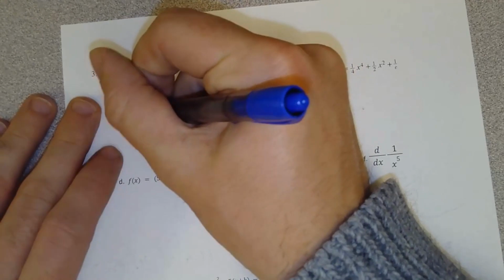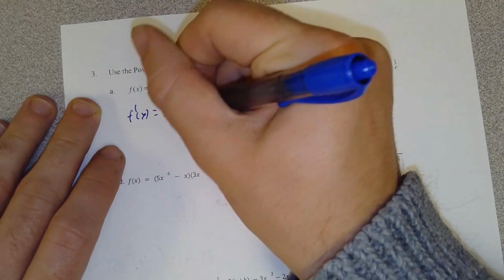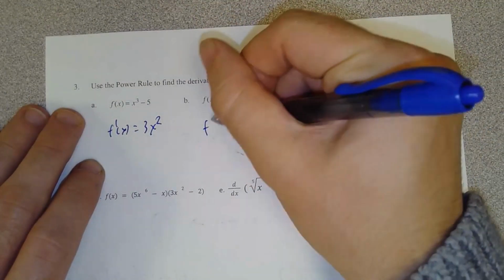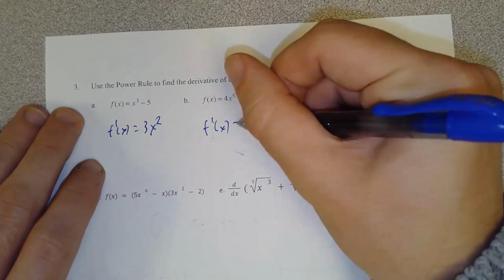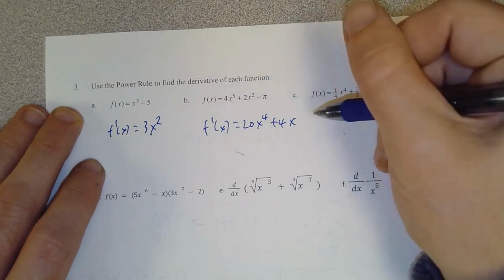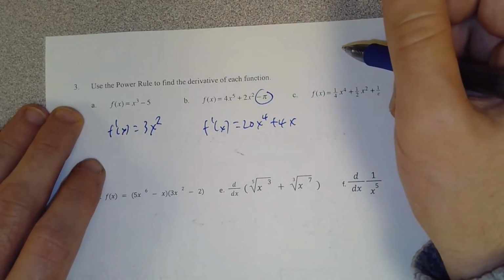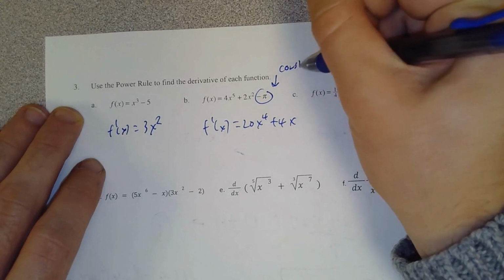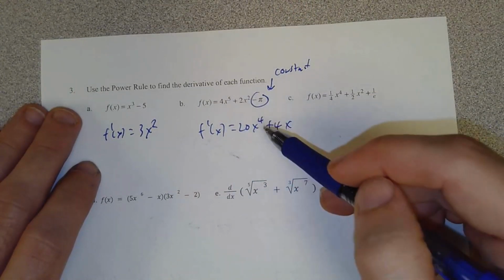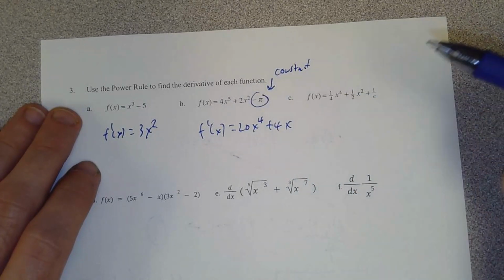3x squared, guys. Write it out nicely like this. 3x squared. Negative 5 becomes 0. Easy. This one, easy. 5 times 4, 20x to the 4th, plus 4x. Pi is 0, because it's a constant. Okay. Again, 5 times 4, 20. 5 minus 1, 4. 2 times 2, 4. 2 minus 1, 1. Okay.